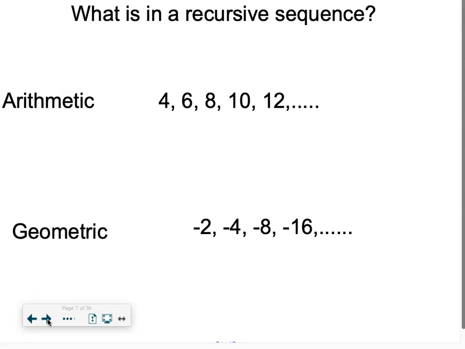Do y'all have a decision? All right. Mary, how are you? Good. Mary, did your group decide what makes a sequence arithmetic?